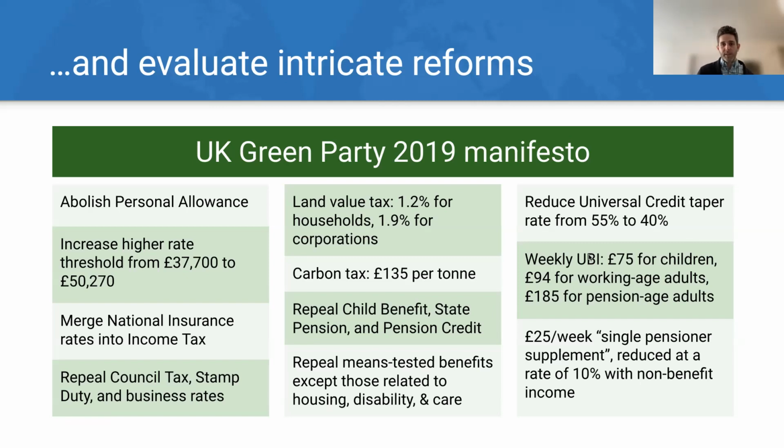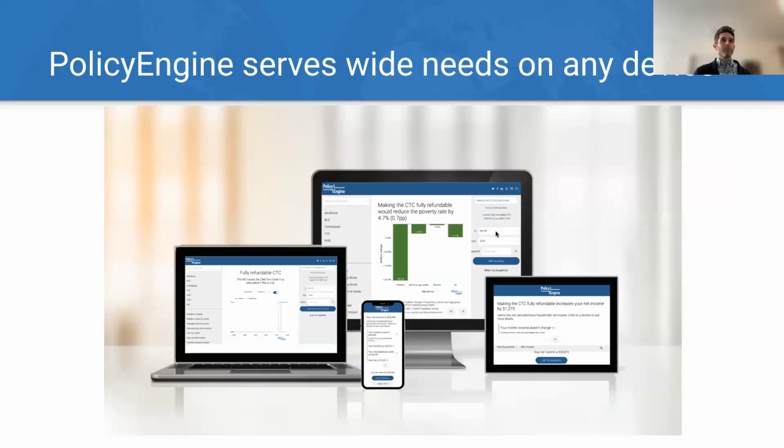So because we have a comprehensive model that captures all the interactions between these policies, we're able to accurately model all of those together. And so we serve this on a wide variety of devices as well. So everything from mobile to desktop, you can define your household, define the policy reform, see the impact of a policy reform on society or an individual household. We just launched a new version of our interface earlier this year, which works a lot better on mobile.